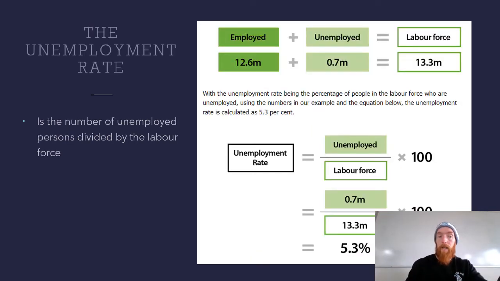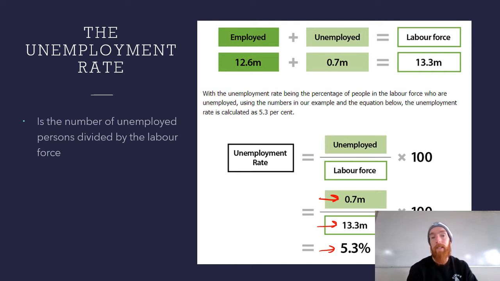Then we've got the unemployment rate. The unemployment rate is the number of unemployed persons divided by the labour force. As we remember, the labour force is all employed and unemployed people. So in the example we've got here, if we have 12.6 million people employed and 0.7 million unemployed, we've got a labour force of 13.3 million. So in this case, that ends up being 0.7 over 13.3, which is equal to 5.3%.